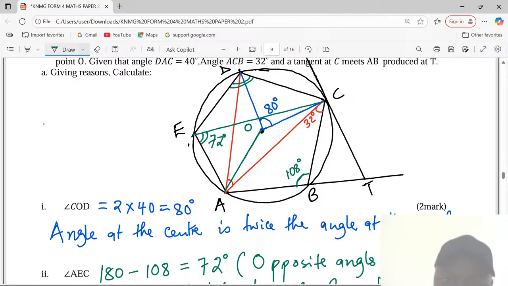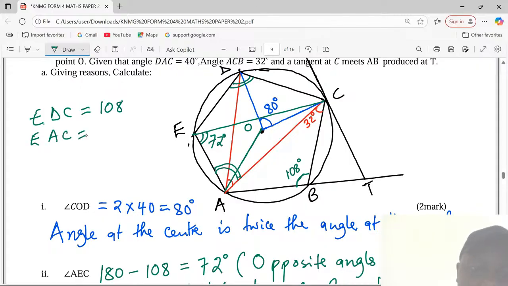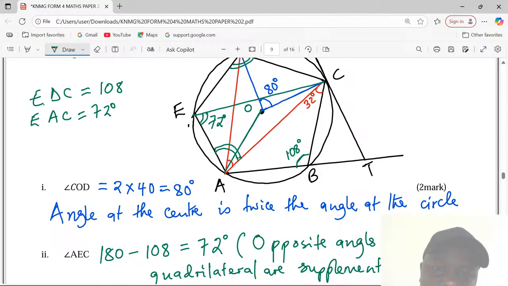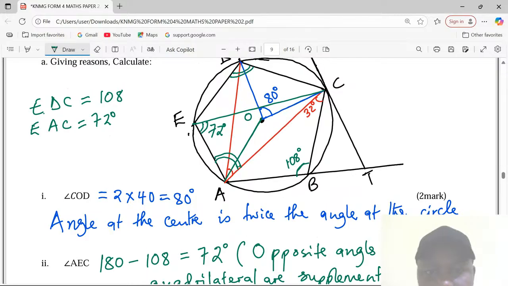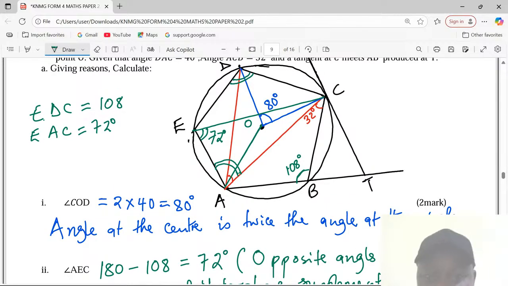Okay. So if EDC is 108, then ideally the whole of that point is equivalent to 72. So EAC equals 72 degrees. If that is 72 degrees, then now we should be able to play around and we get all the other angles.